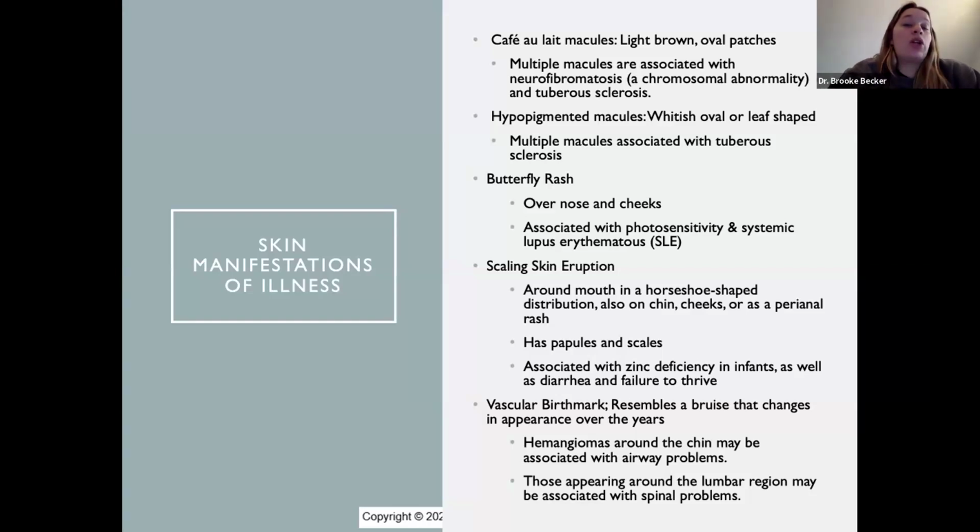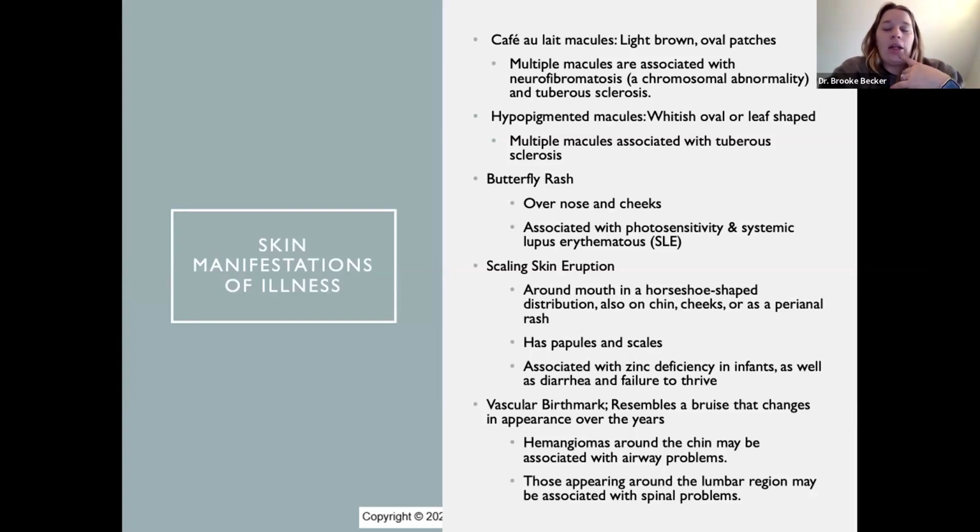Okay, scaling skin eruption. So this can be associated with zinc deficiency, but a lot of times they get some papules, so that's a raised rash, and then the scaling, which looks like scabs, usually kind of cheeks, mouth. It can also be around the anus. Okay, usually kind of horseshoe shape.